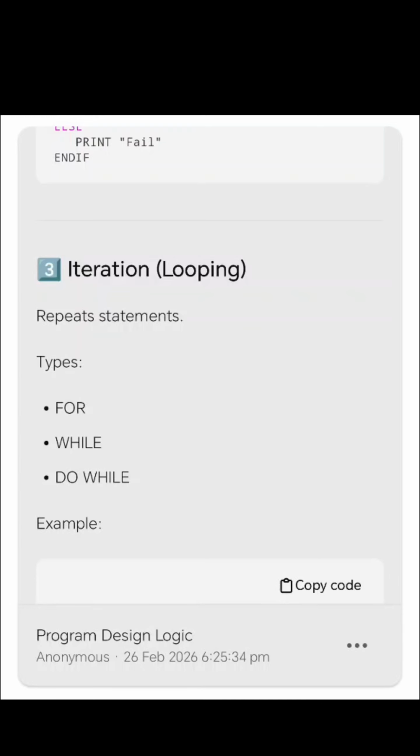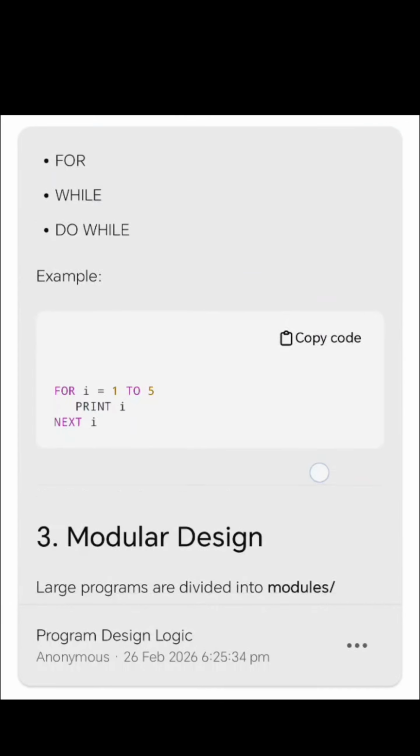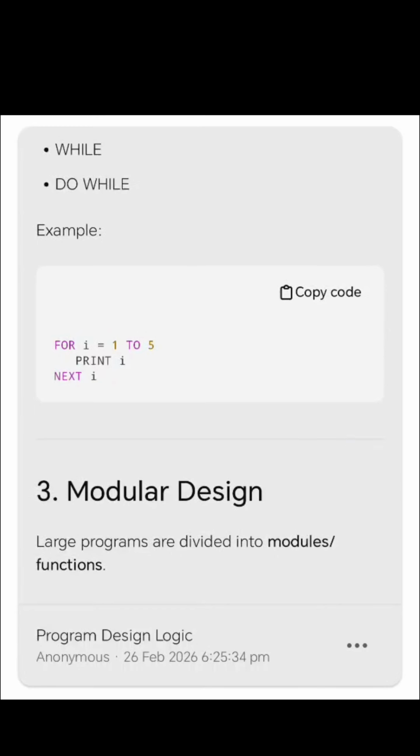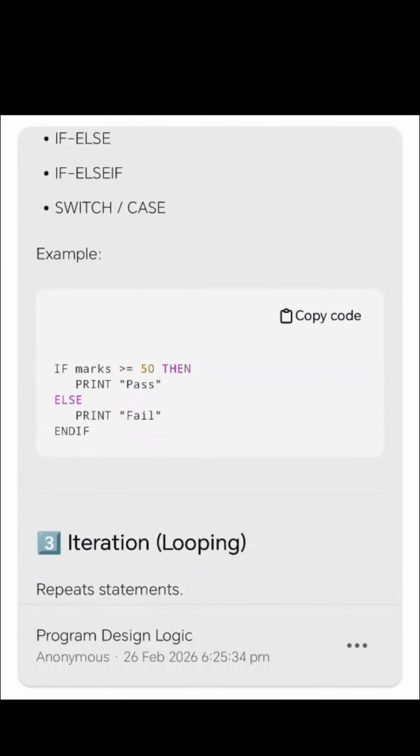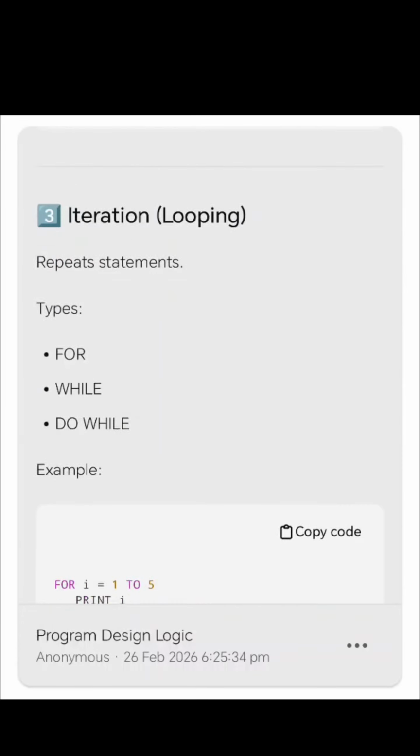For, while, do while: three statements are available, and you can use them as you like. For example, here they are showing for I equal to 1 to 5. So for 5 students you are calculating, then print I. The input should be stored in the I variable, which the program will print. The I variable stores the values for those 1 to 5 students. So these are the program structured logic coding.